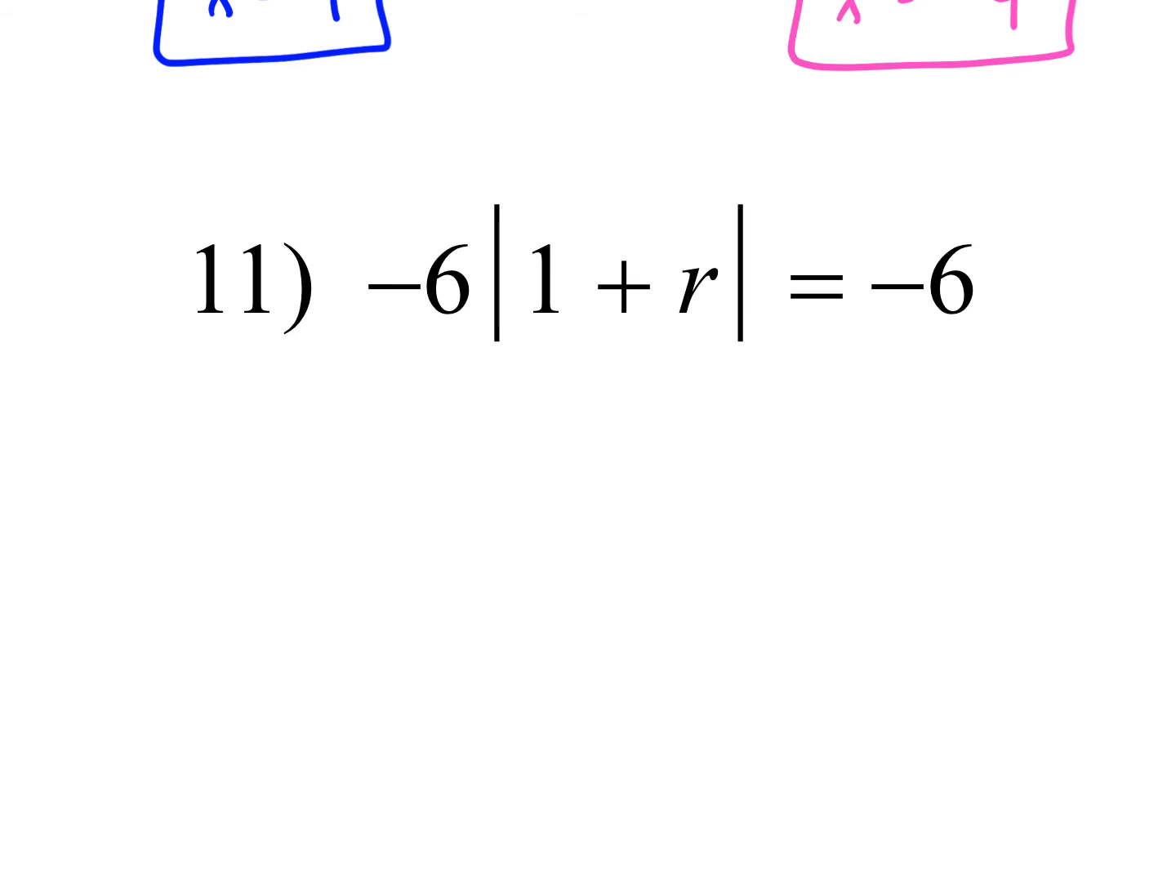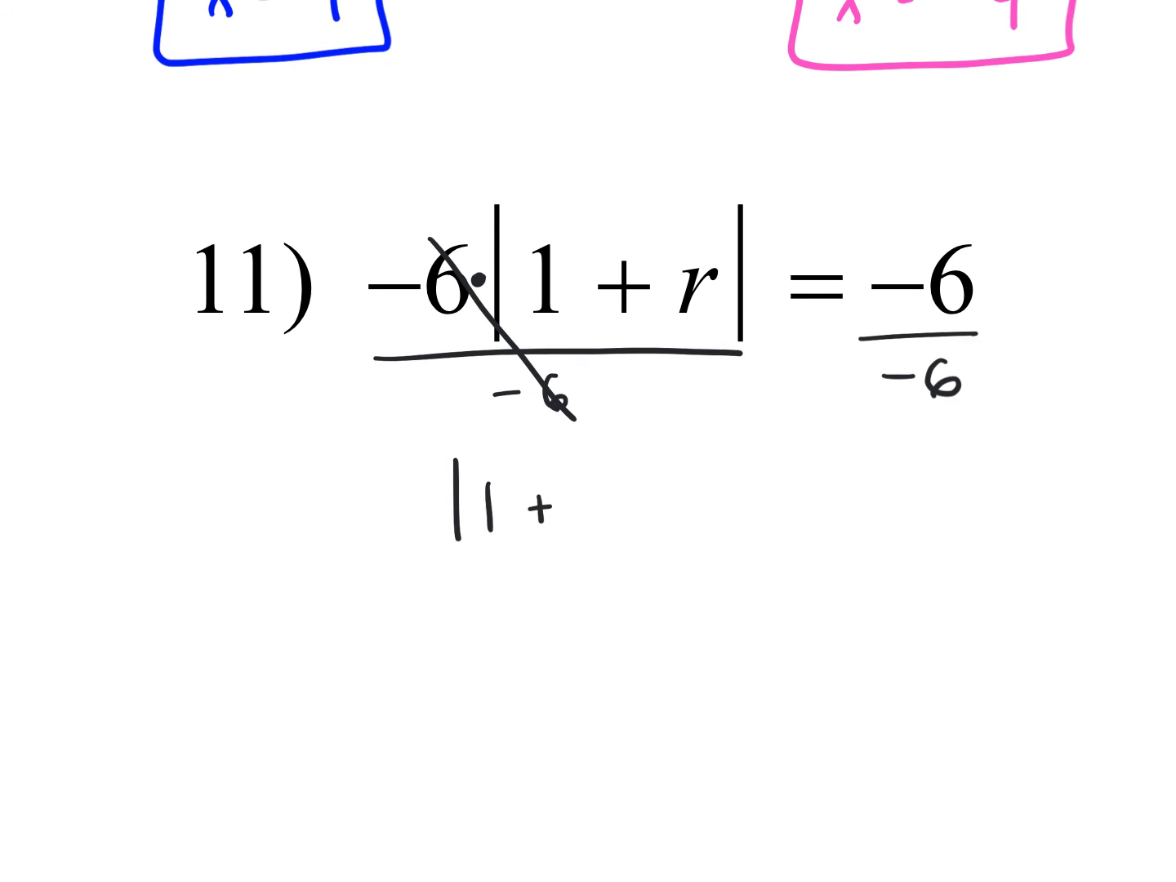Amanda, what should I do first here? Add the 6. 6 is doing what to the absolute value here? It's just there. What's happening between the 6 and the absolute value? You're multiplying. So to move it to the other side, what do we need to do? What's the opposite of multiply? Divide. So we divide both sides by negative 6.